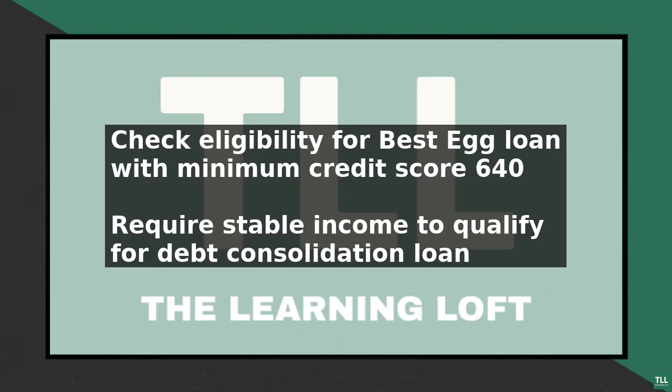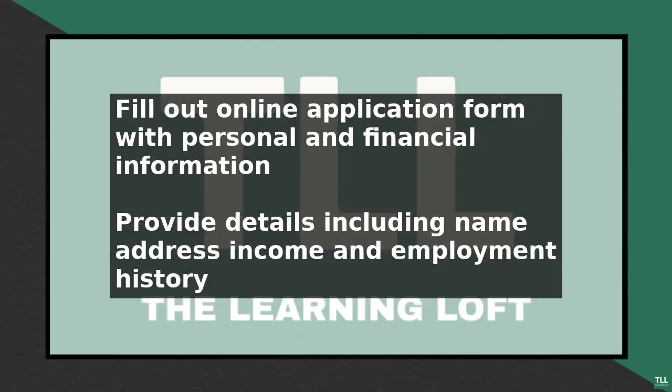After submitting your application, Best Egg will review your creditworthiness and provide you with a list of loan options, including the interest rate, loan term, and monthly payment amount. You can then choose the loan that best suits your needs and budget.